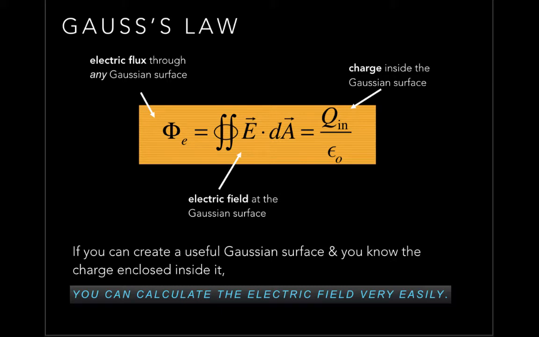Now that's a really key point, right? It's not the electric field everywhere. It's just the electric field on the surface of the Gaussian shape that you create. Okay? So, if you can create a useful Gaussian surface and you know the charge inside it, it's really easy to calculate the electric field. And you're going to have some very nice symmetry.